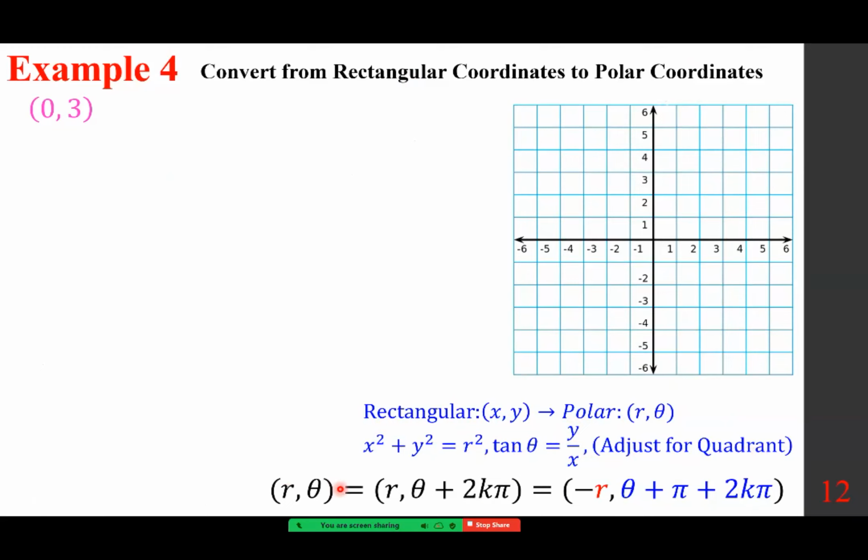r, theta is the same as r, theta plus any even multiple of pi, 2k pi can be added. Or if we want to make r negative, then we must add a pi, or better yet, any odd multiples of pi. When we say theta plus 2k pi, that's the meaning of it, everybody.